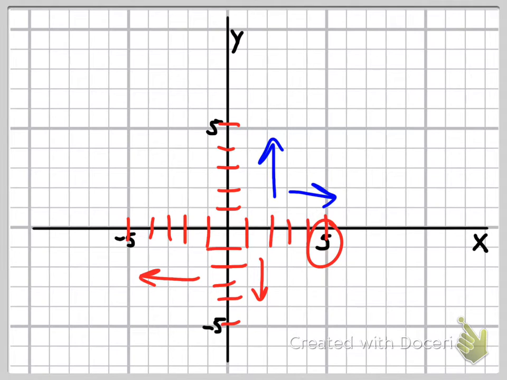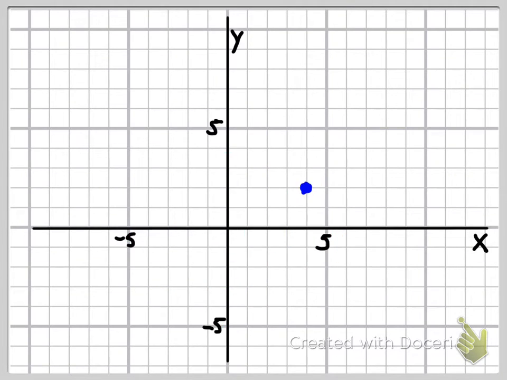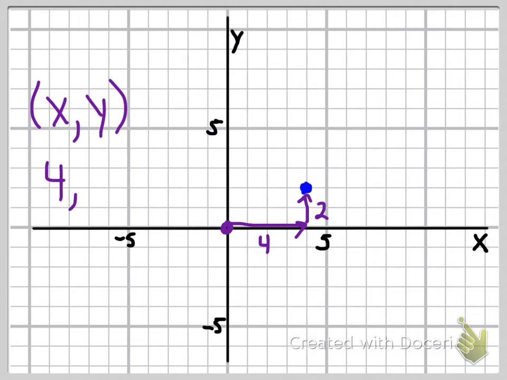So now let's look at how we can label a coordinate point. If we are given this coordinate point right here, a coordinate point is always labeled as an x value first and then your y value. So starting at the origin, which is 0, 0, we're going to go to the right, which is positive 4 units, and we're going to go up in the y direction a positive 2 units, so the coordinate point is 4, 2.